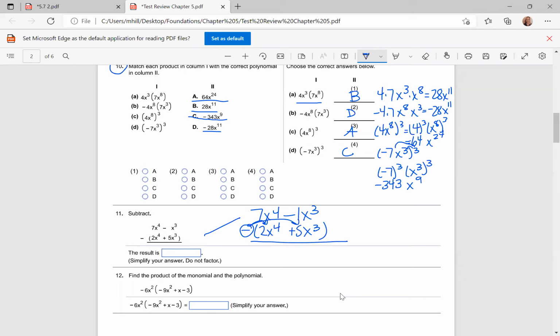So 7x to the 4th minus 2x to the 4th would be 5x to the 4th. -1x to the 3rd minus, see, this minus goes with this 5. -1x to the 3rd minus 5x to the 3rd is going to get you -6x to the 3rd. And that's it. That's what goes in this box.